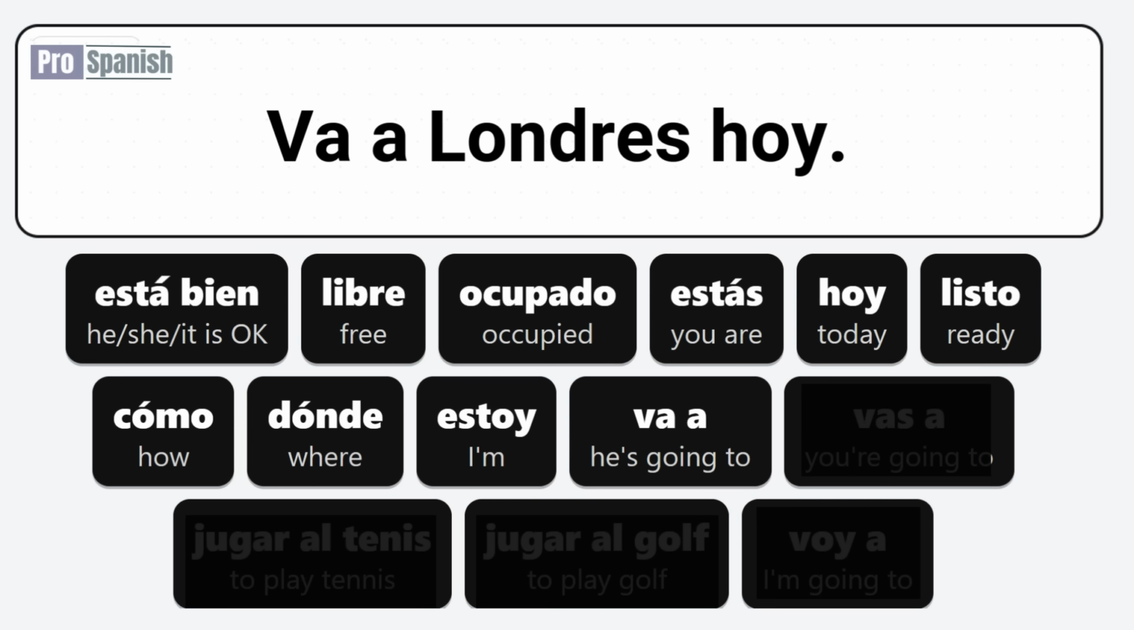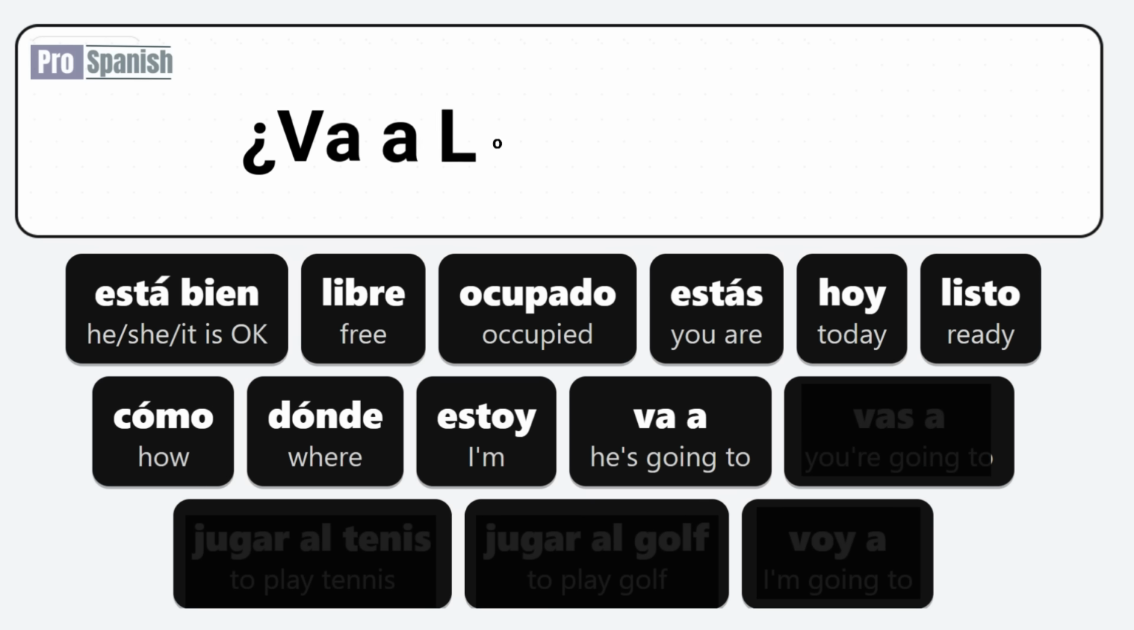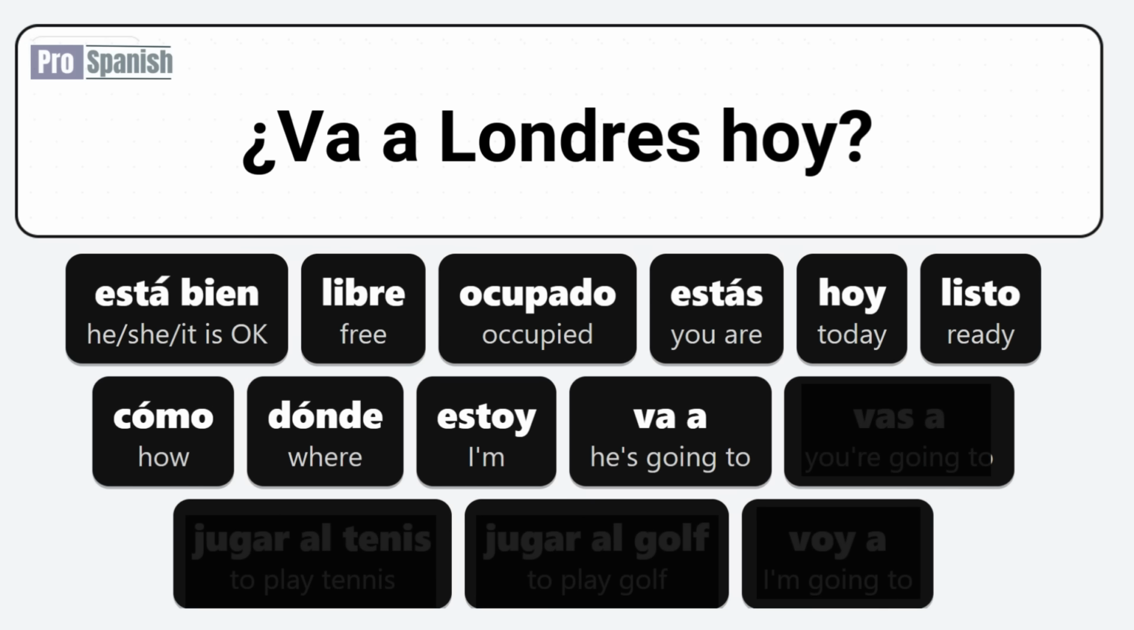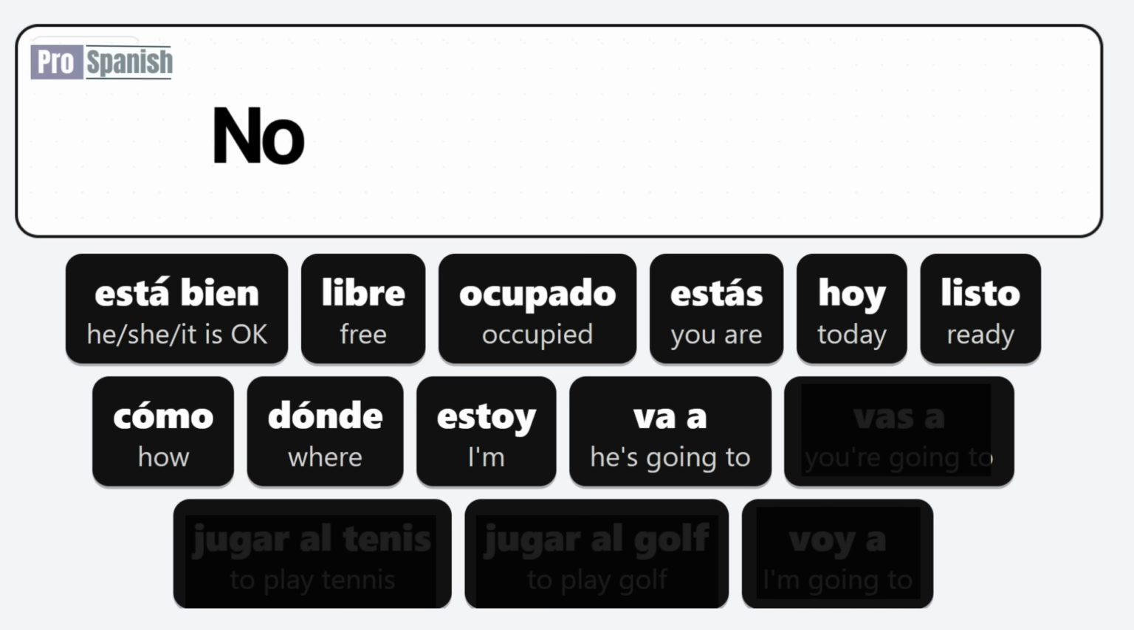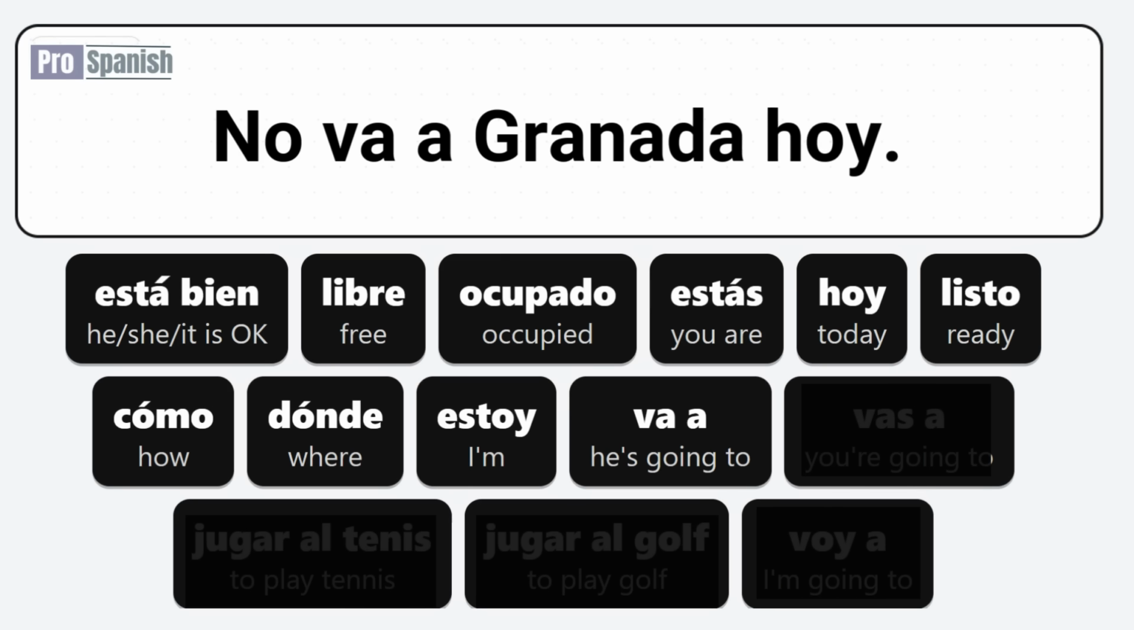And of course the question would be exactly the same. How would you ask, is she going to London today? Va a Londres hoy. How would you say, he's not going to Granada today? What would that be? He's not going to Granada today. No va a Granada hoy.